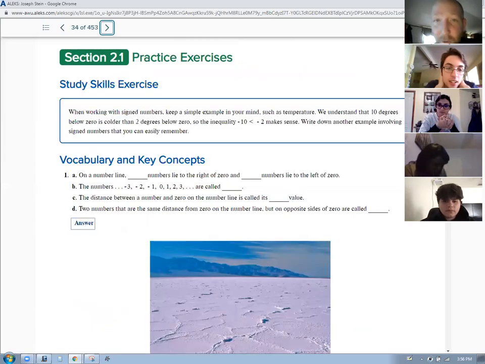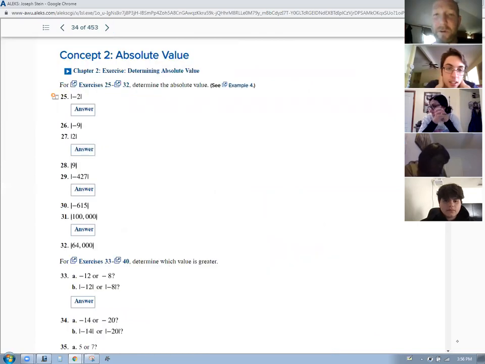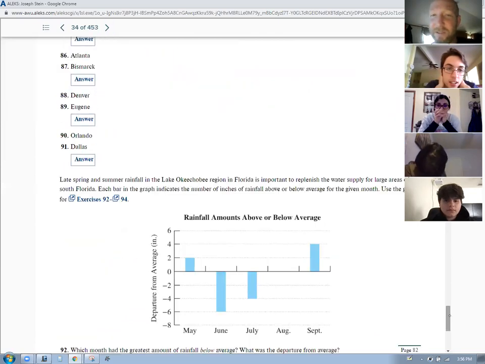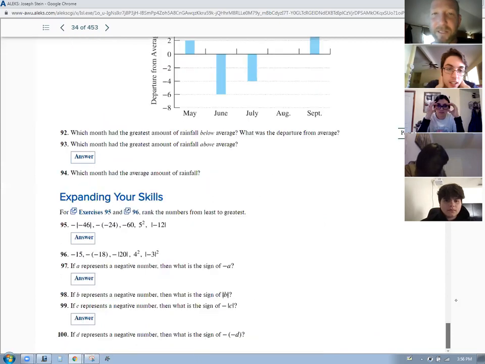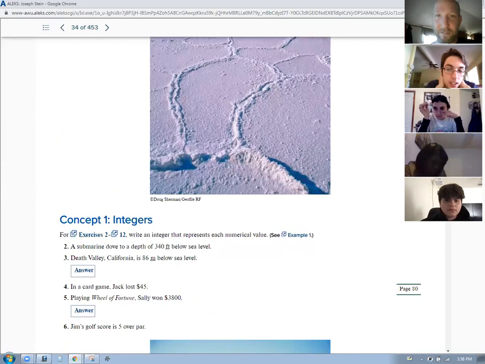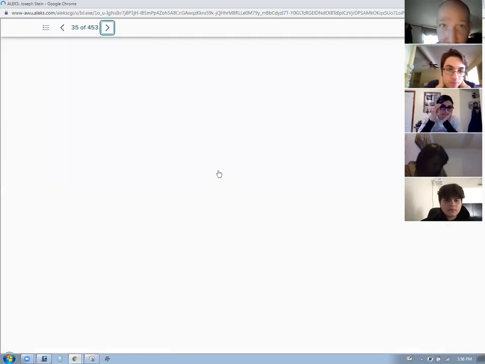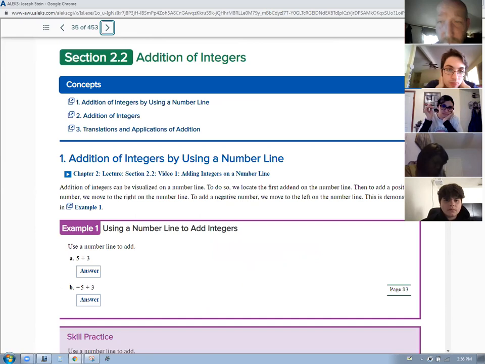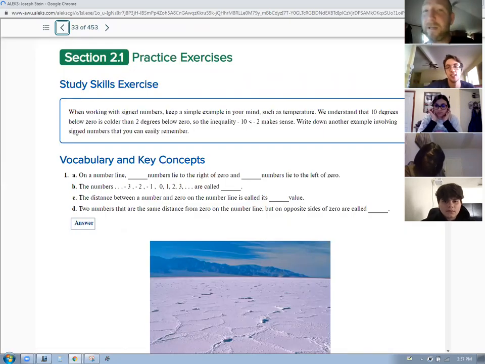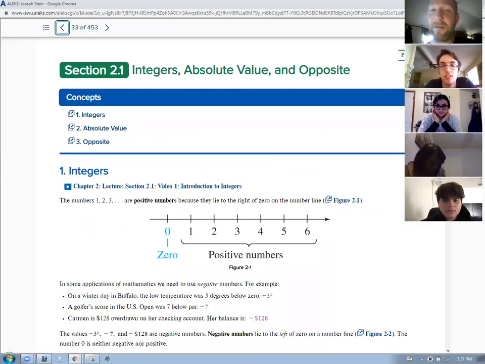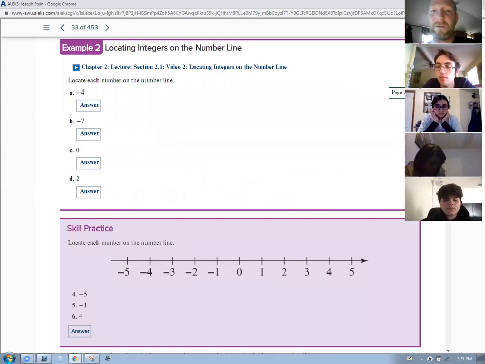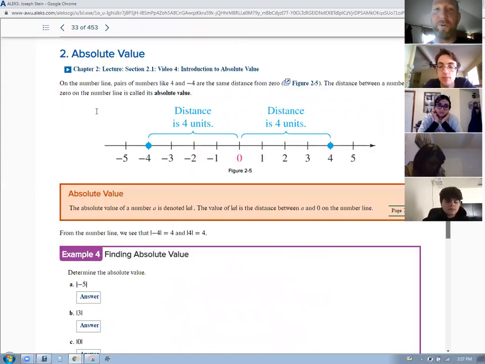Okay, so that whole page is section 2.1, I guess. And then there's a bunch of homework. I'm guessing these are the homework problems that are in Alex. And if I go to the next page, 2.2. So that's kind of cool. Each page is a whole section, basically. We'll come back Thursday and start off right here at absolute value.